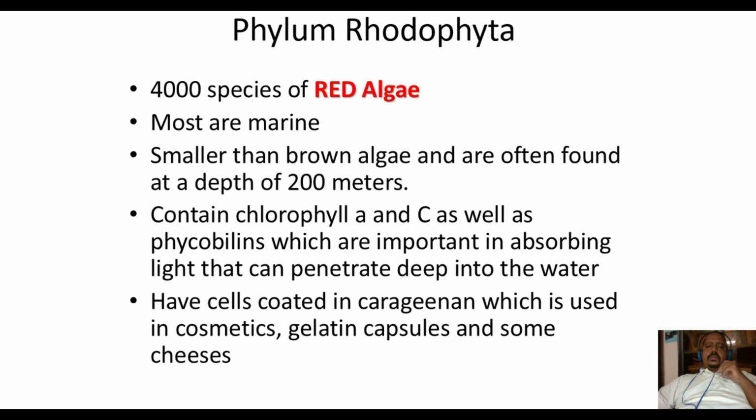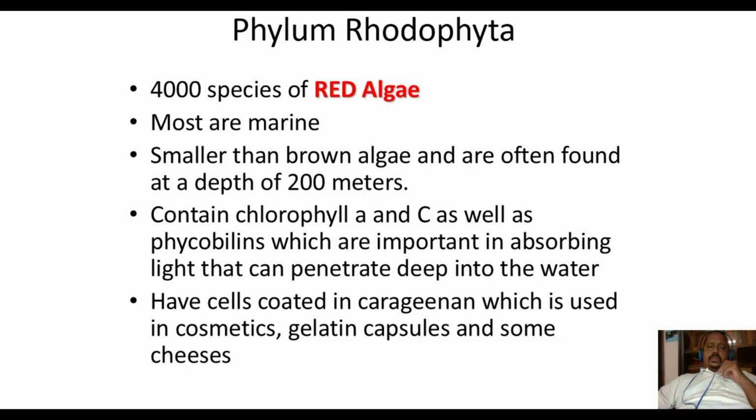The red color helps them to capture maximum energy-rich light such as the violet, indigo, blue region and the green region also, because the pigment is red, so they can absorb the other regions of the visible spectrum. So the minimum amount of energy-rich light available in the deep sea is captured by them. And they contain chlorophyll A and C, and phycobilins are also present.